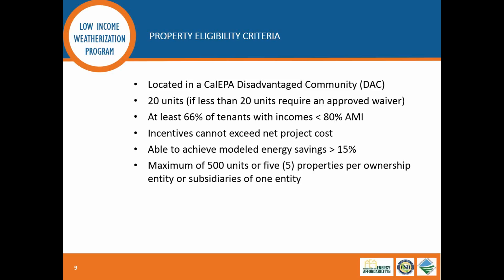However, we may need to ask for a specific waiver from the state, since this program was designed for buildings of 20 units or more. But as I mentioned, really we're looking for the property to have at least 20 units. So if you have a scattered property with multiple smaller buildings that make up at least 20 units, that's where you want to start.